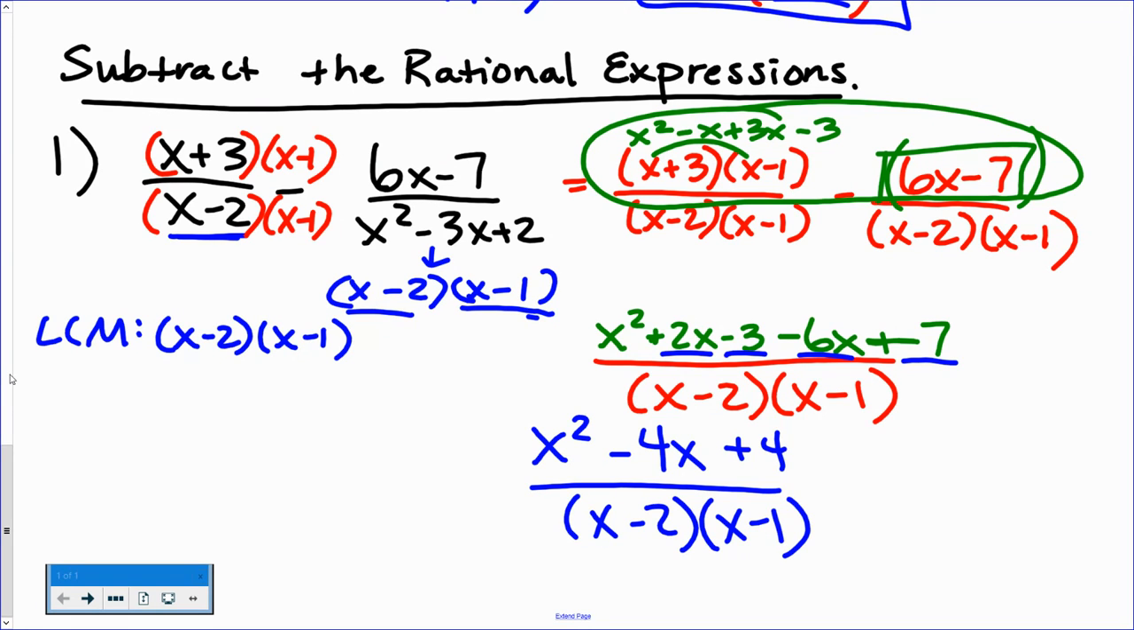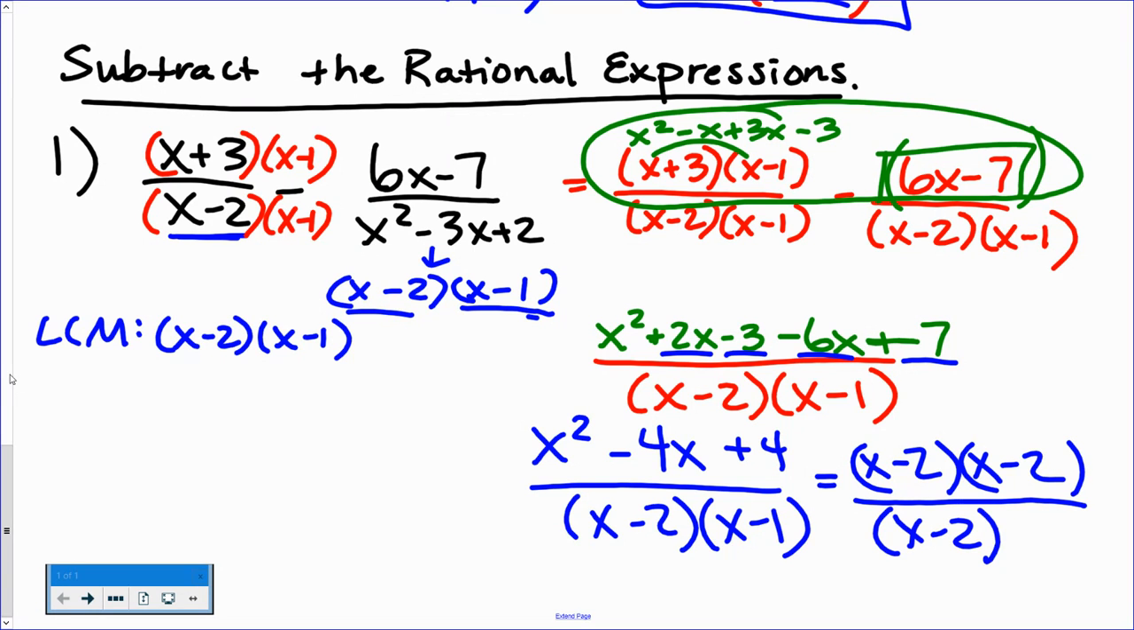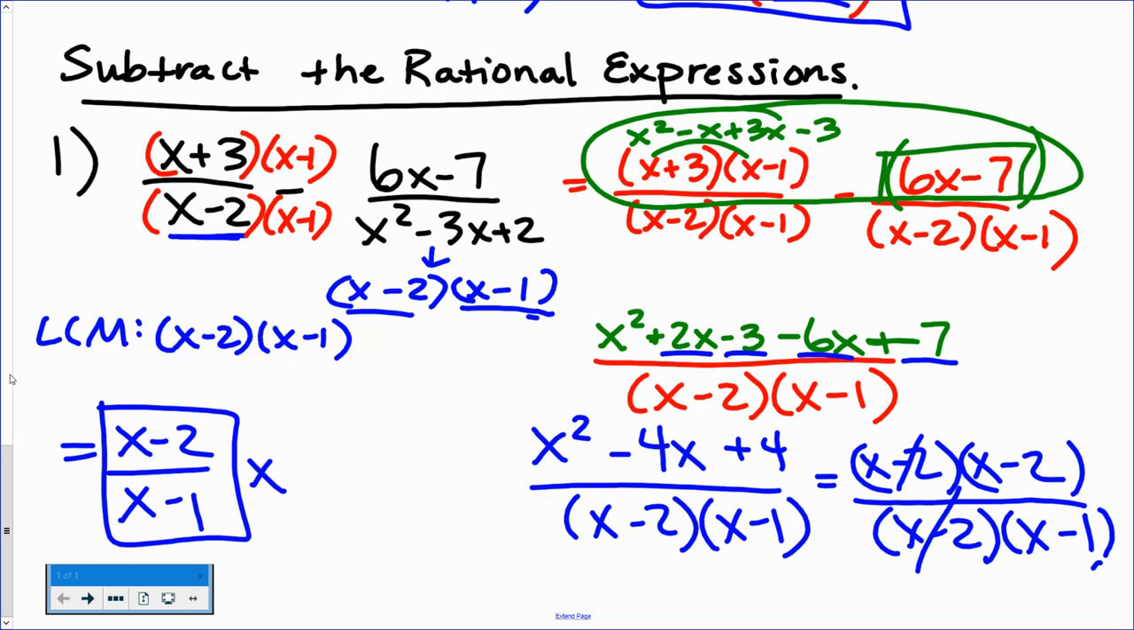Now I need to double check, could I simplify this? So let's try to factor the top and see if there's any common factors at the bottom. So this could be 2 and 2. So I do have common factors in the top and bottom. So my final answer is x minus 2 over x minus 1. Then my restrictions on my variable x would be 2 and 1. 2 minus 2 would give me 0. 1 minus 1 would give me 0.